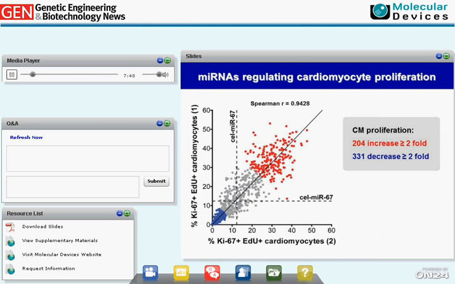So in this slide, you can see the results of the screening that we performed. Here I'm showing the results for the 1,000 microRNAs in terms of proliferation. And you can see in red the microRNAs that increase proliferation by more than twofold. These are the results for 2 replicates. And in blue, the microRNAs that decrease proliferation of the cardiomyocytes by more than twofold.